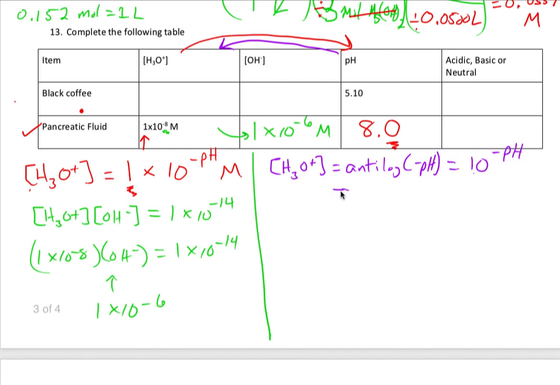So using this formula, it would look something like that. And when you hit equal, then what you get is this number. And you can also do this by hitting the second function and then the log button. There we go. And that's the concentration there.